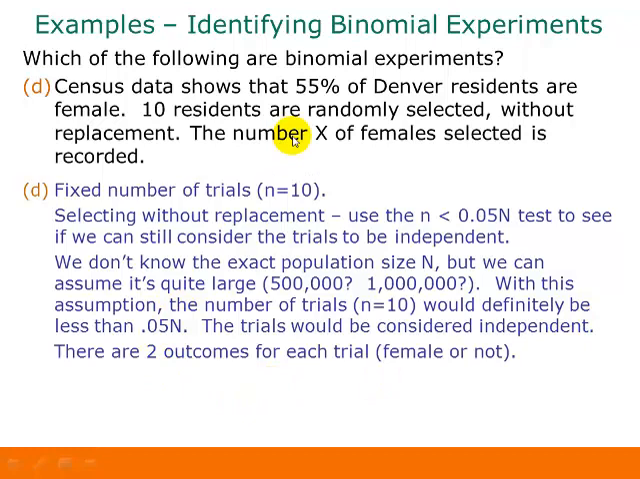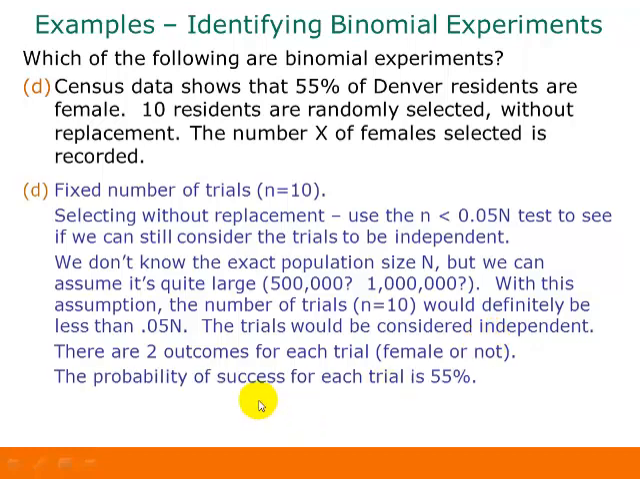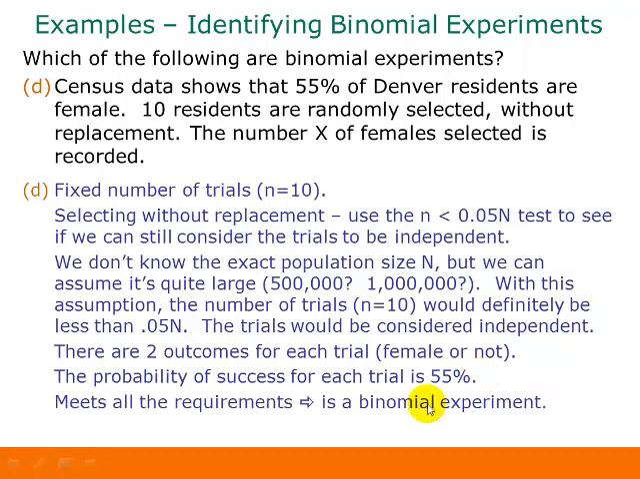And since all we're doing is recording whether the residents selected are female or not, that means we have two outcomes for each trial, either female or not female. So it meets that requirement. And finally, the probability of success, if we assume a success is selecting a female, then the probability of success for each trial is 55%. So it's going to be the same for each trial, so we're meeting that requirement. So we've met all the requirements, which means we do have a binomial experiment.